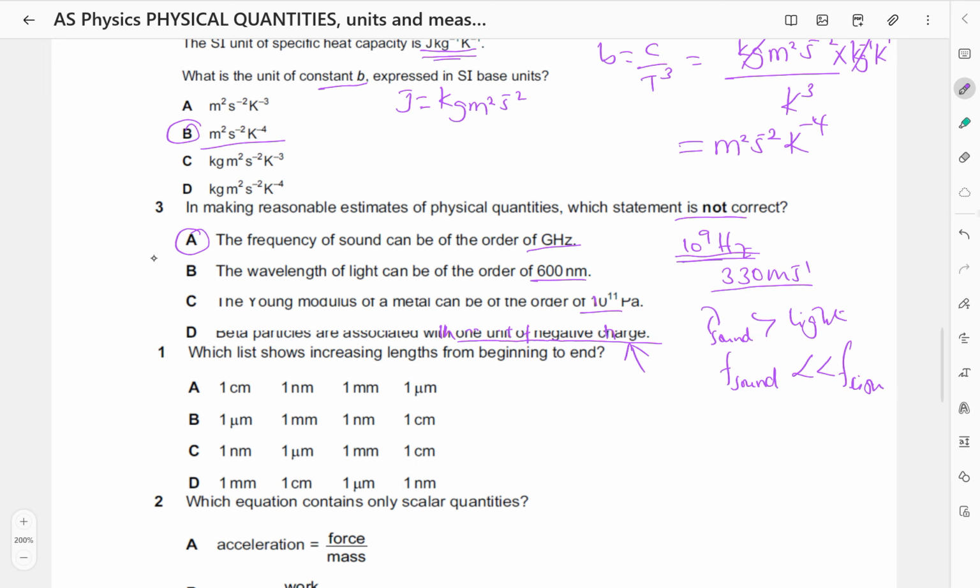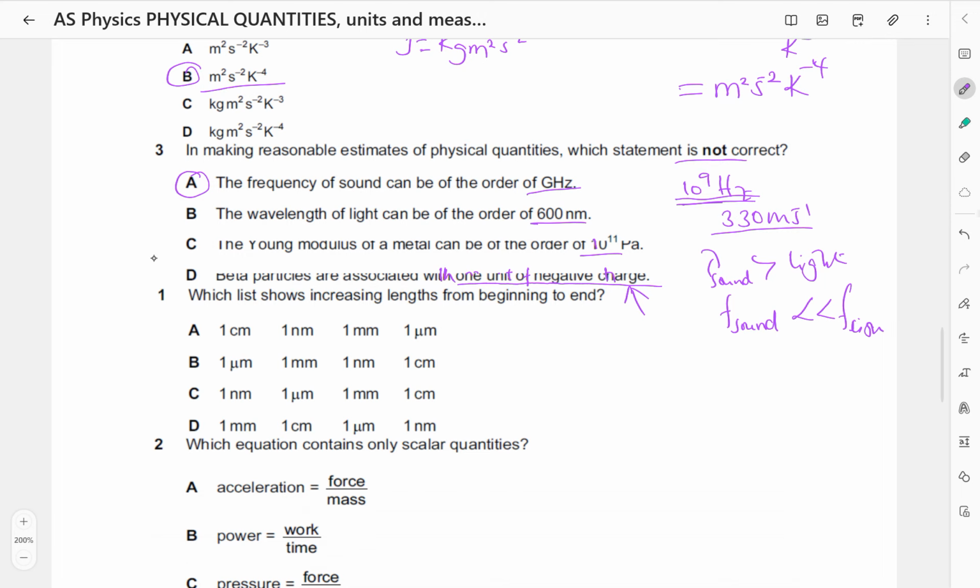Which list shows increasing lengths from beginning to end? If you're an expert, you'll notice that the answer is going to be C, because nano is 10 power negative 9, micro is 10 power negative 6, milli is 10 power negative 3, and centi is 10 power negative 2. So centi is the biggest. We want increasing length, so this one is not true, and this one is not true. Centi is the biggest, and millimeter is bigger than nanometer, so this is wrong. So our answer is C.